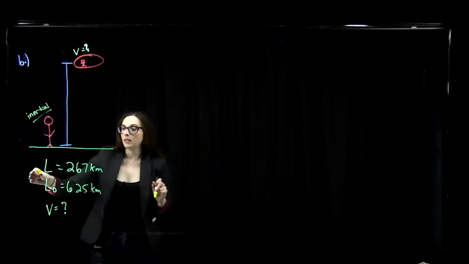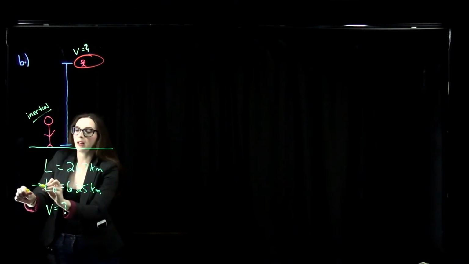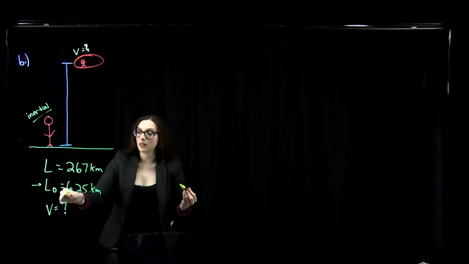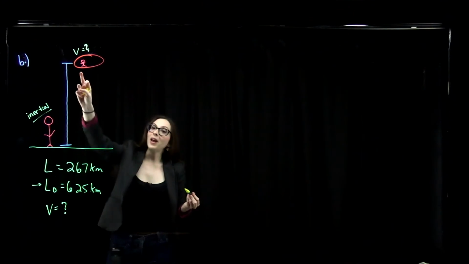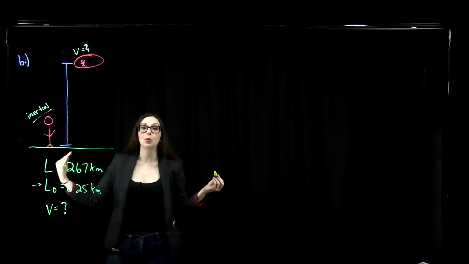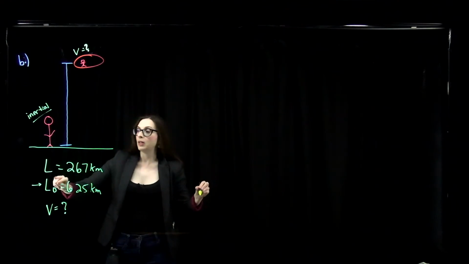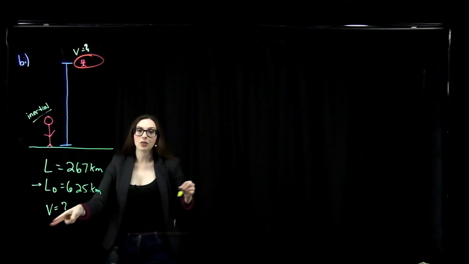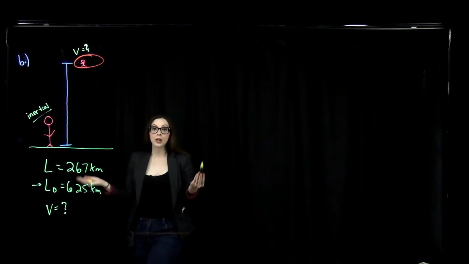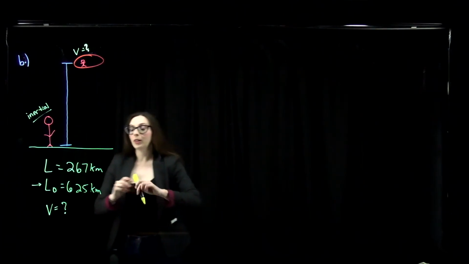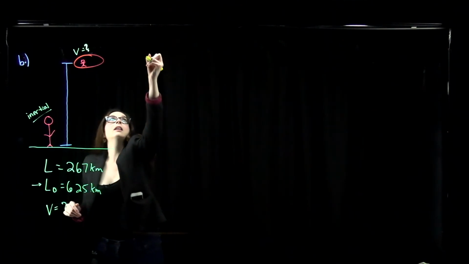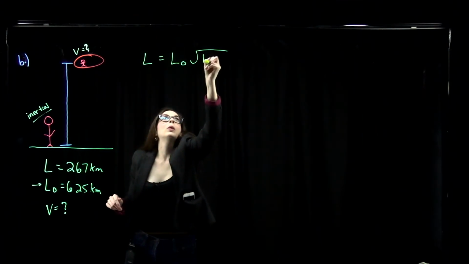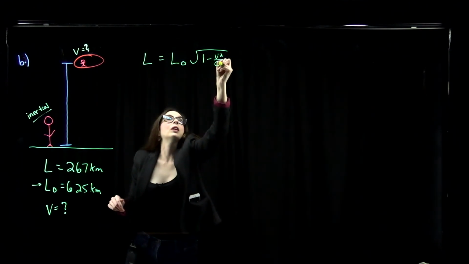They're measuring that. So that's this measurement right here, L naught. They're measuring the distance that the spacecraft is above the ground to be 625 kilometers. But the spaceship's captain, because of length contraction, traveling very close to the speed of light, thinks that this distance is only 267 kilometers. How fast must they be moving? So we use our same equation that we had earlier for length contraction. L is equal to L naught times the square root of 1 minus v squared over c squared.